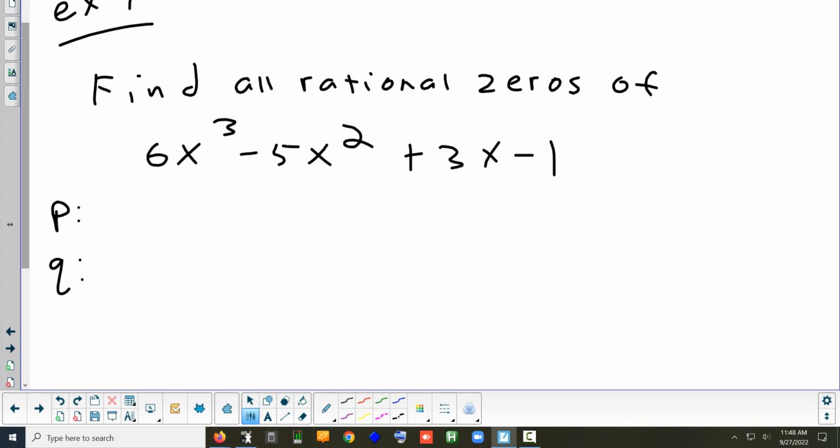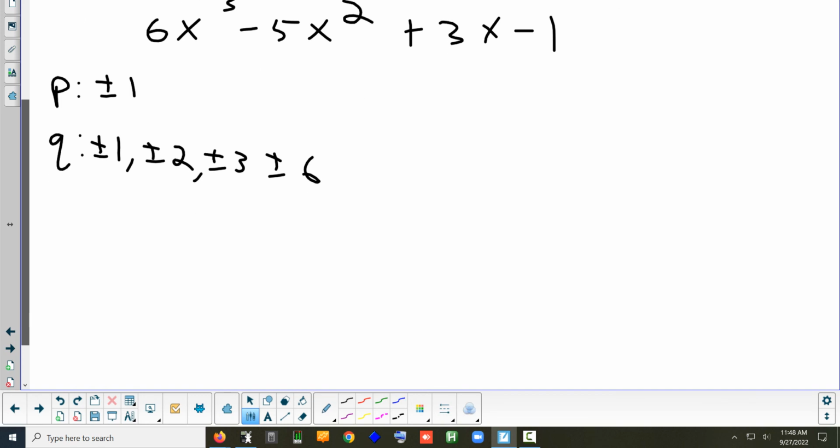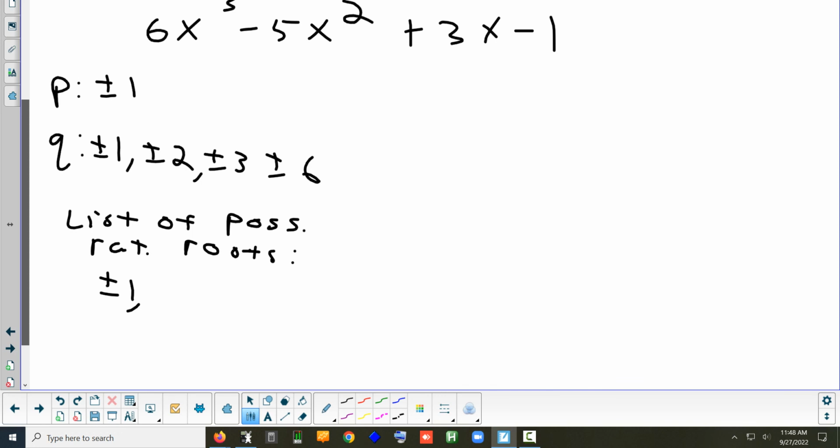What are my p-values? Negative 1 and 1. Yep, not that many. What are my q-values? Negative 2 and 2, negative 3 and 3, negative 1 and 1, and negative 6. So plus or minus 1, 2, 3, 6. So all my possible rational roots. The list of possible rational roots includes plus or minus 1, 1 over 2, 1 over 3, 1 over 6.